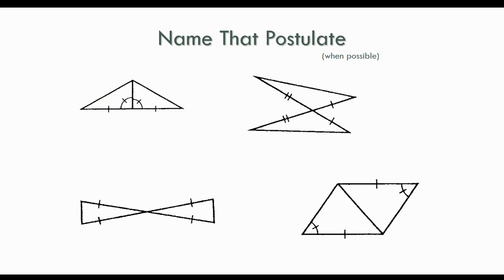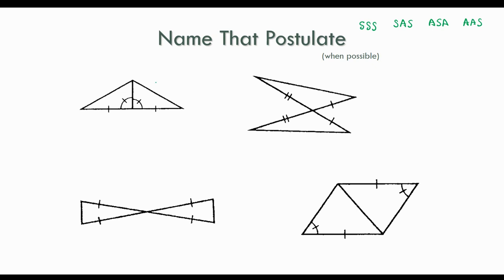All right, let's look at some more. Notice that in these pictures, I only see two things that are marked. That's a problem. In order to prove congruent triangles, notice how I have side, side, side, I have three things. Or side, angle, side, three things. Or angle, side, angle, three things. Or angle, angle, side. So we have to have three things congruent in order to prove the triangles congruent. But just because I don't see three things marked doesn't necessarily mean that we don't have three congruent pieces.